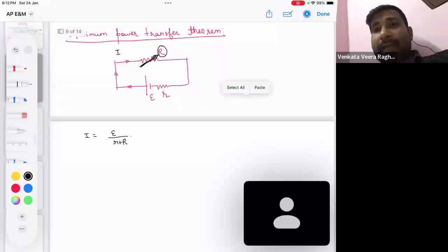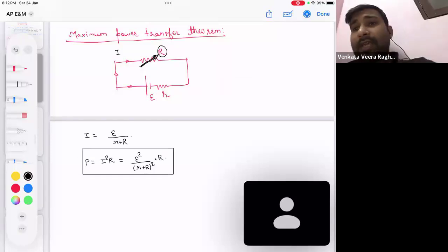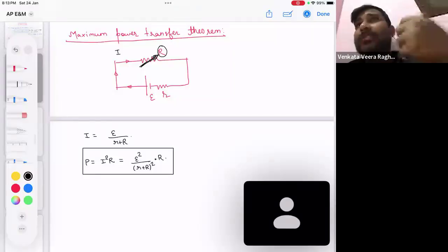Now if I calculate the power in this resistor, I will do I squared into R. So E squared by (small r plus capital R) squared into R, I have done. Now, if you look at this power expression, you will see that everything is constant. EMF is constant, internal resistance is constant. And what is changing in the question? The external resistance R will change.